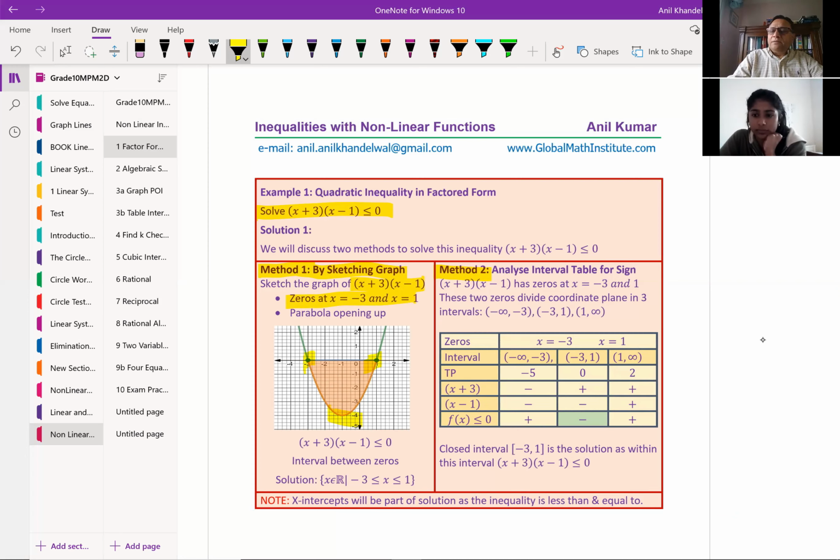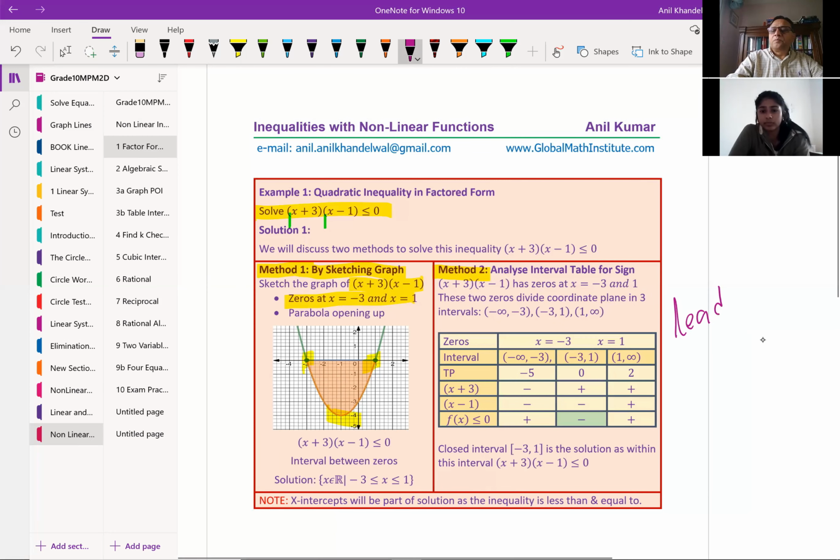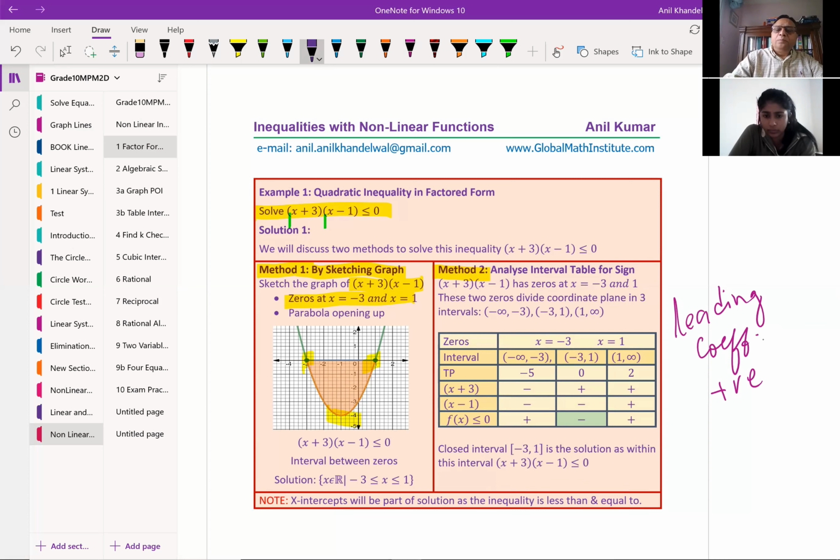A second important thing always to notice is the leading coefficient, right? That is very critical before jumping into the solution. In this particular case, you can see the leading coefficient of x is +1, and this x is also +1. So when you multiply, we know that the leading coefficient is positive, correct? We are saying the leading coefficient is positive. It means that the parabola will open up, correct? So the parabola opens up, perfect.